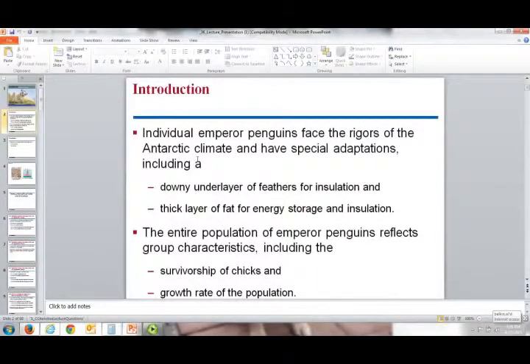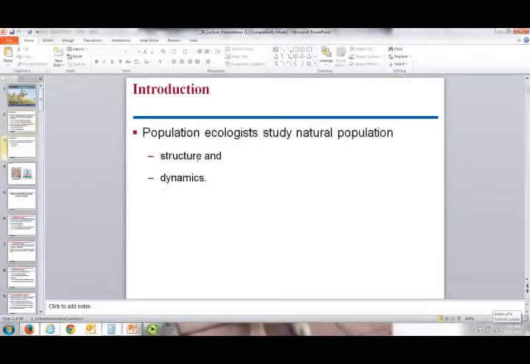So just as an introduction, the individual emperor penguins are animals that live in the Antarctic climate, which is extremely cold. In order to survive that, they have a couple of adaptations that have worked for them over the years. One is a downy underlayer of feathers for insulation, and then they have a thick layer of fat for energy storage and insulation. The entire population of emperor penguins is going to reflect these group characteristics, and that includes survivorship of the chicks and the growth rate of the population.